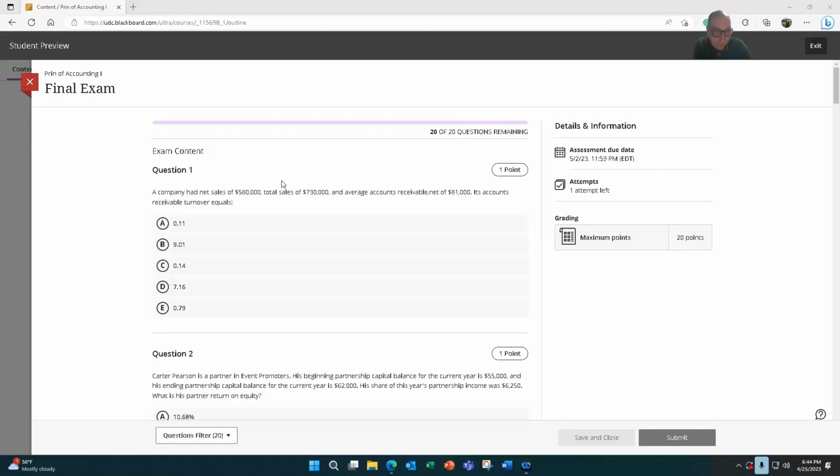Let's look at the first question. A company had net sales of $580,000. Total sales was $730,000. And average accounts receivable was $81,000. Its accounts receivable turnover equals... Okay, this is a definition question. We're looking for the definition of accounts receivable turnover.